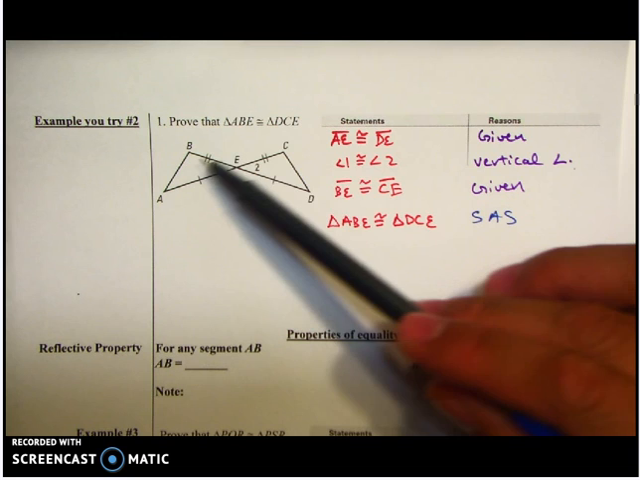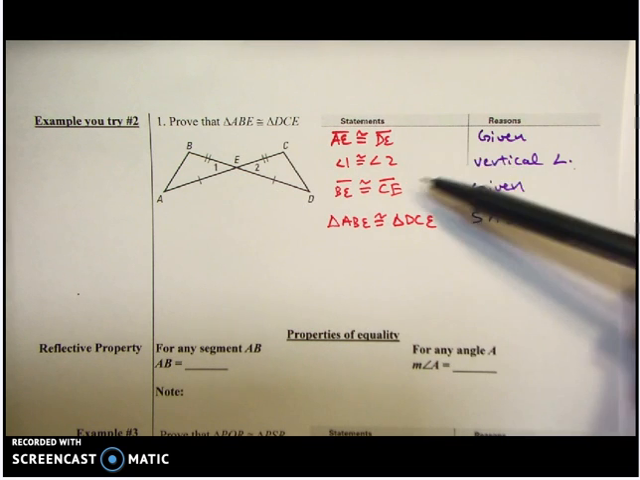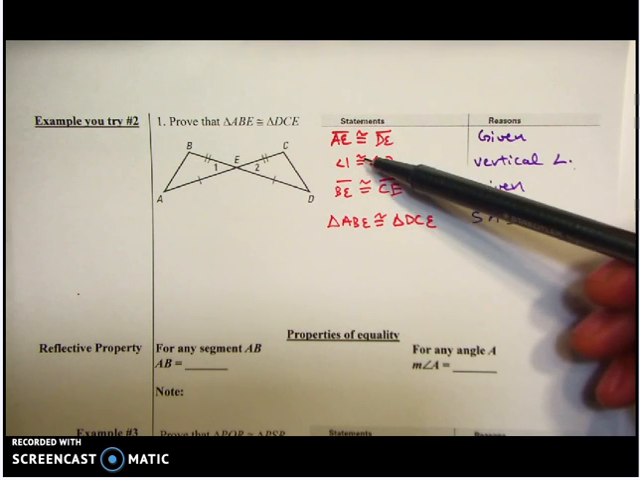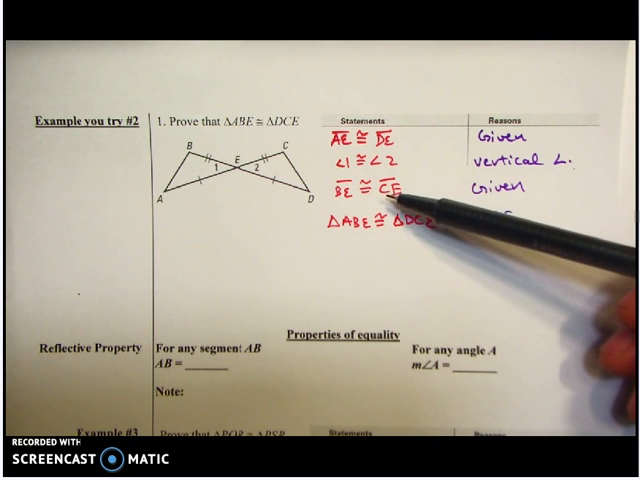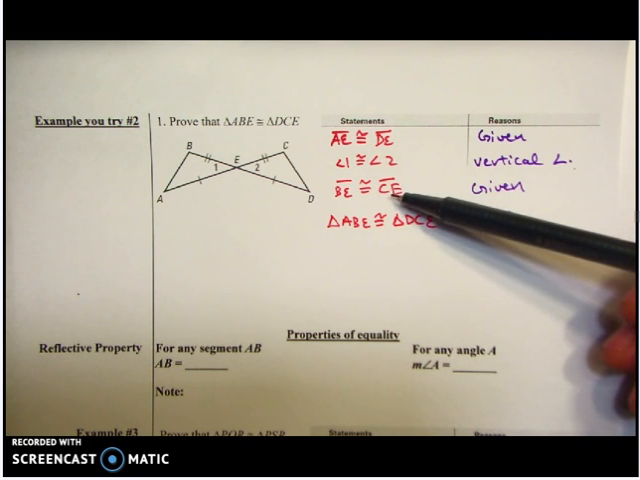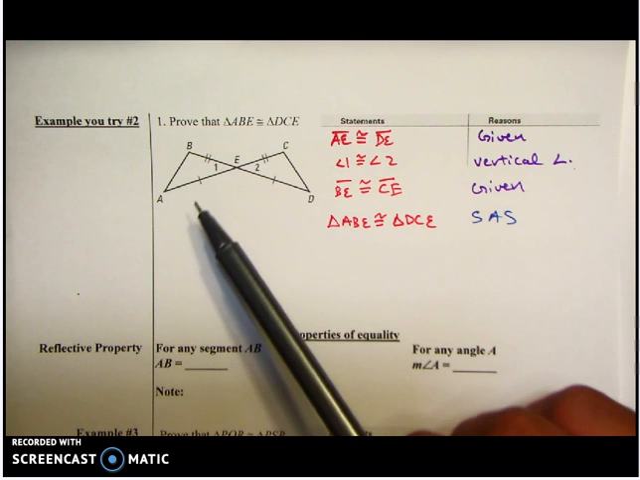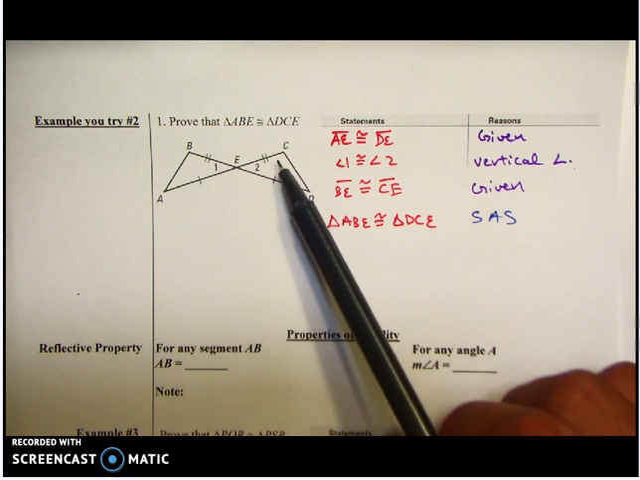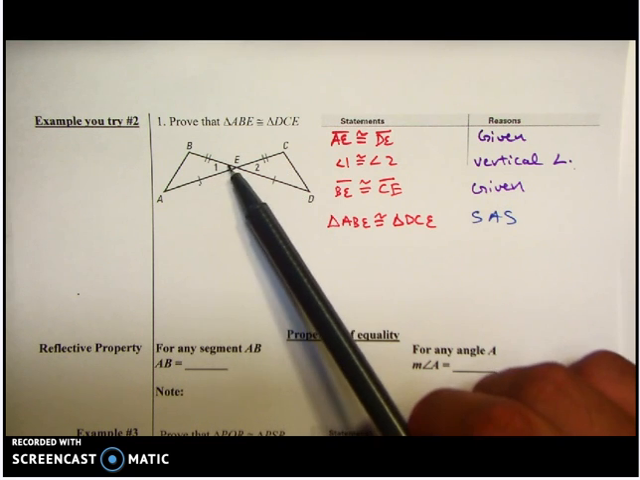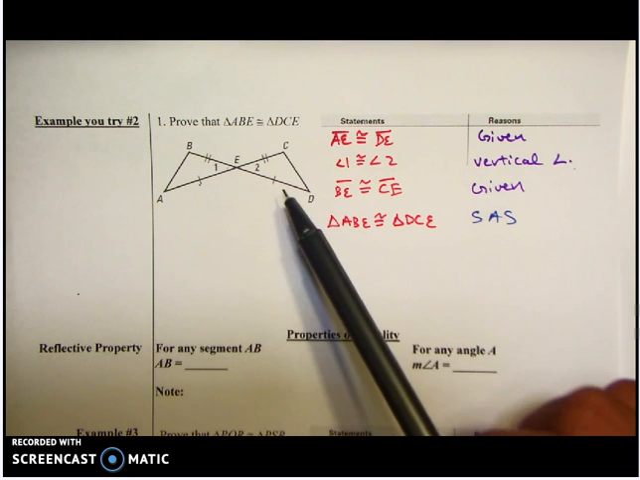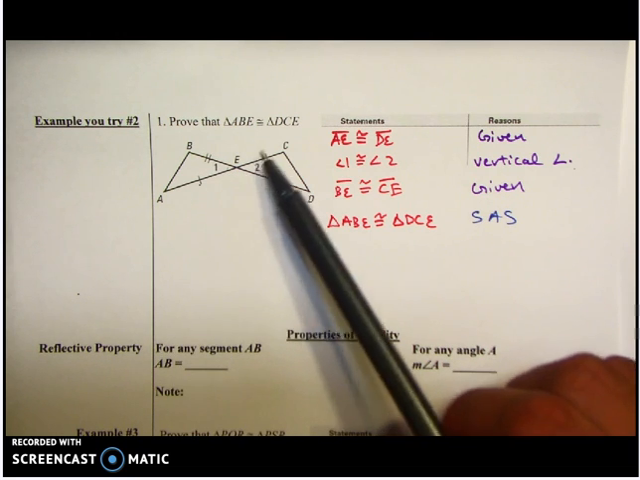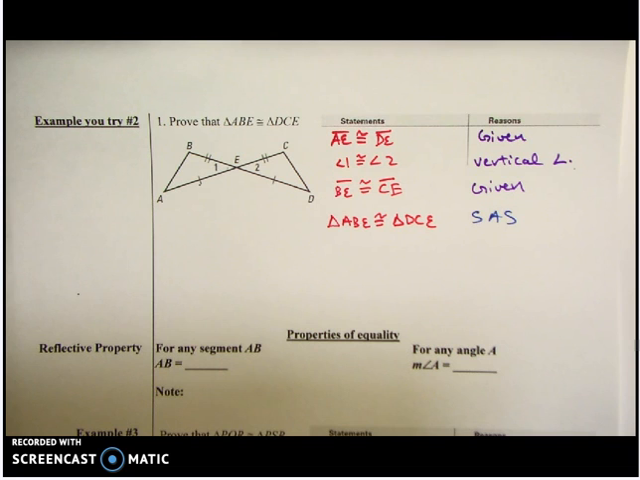And the next one, BE is congruent to CE. Again, it doesn't matter what order you put them in, so make sure you have these three pieces of information. And once you have the three pieces of information, you can go ahead and identify that these two triangles are congruent because of side, angle, side. So, same here: side, angle, side. Okay? Alright, we're almost done.